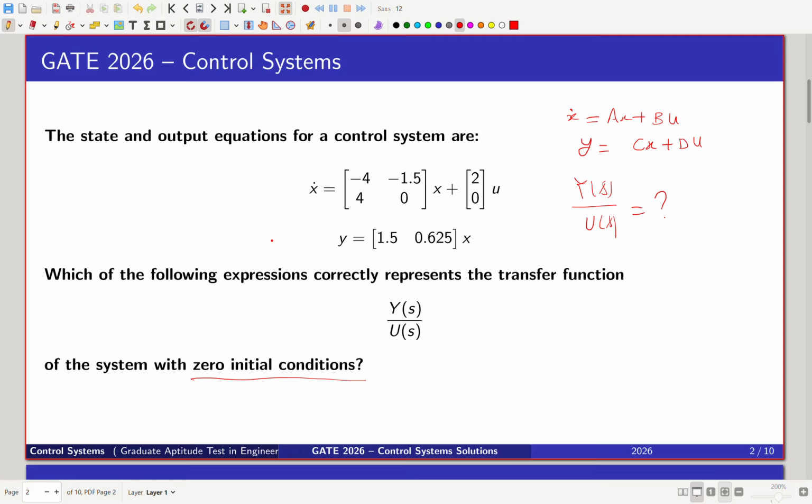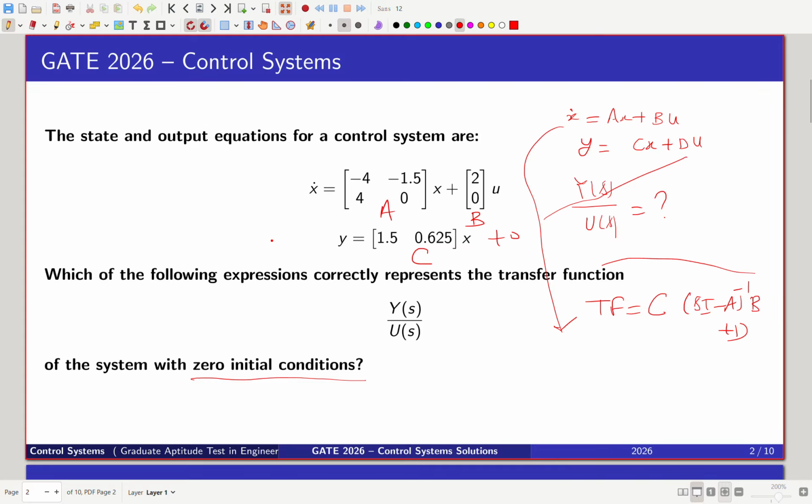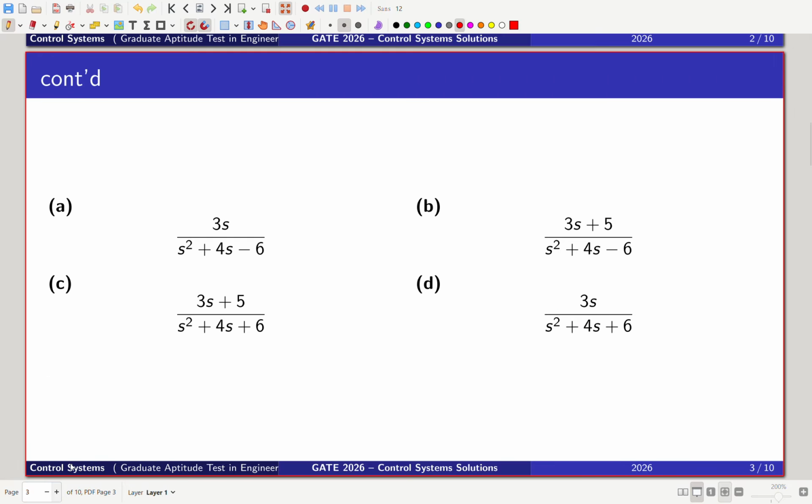So how can we find it? We know the formula: the transfer function is equal to C(sI minus A) inverse B plus D. The D matrix is not there here, so D is 0. This is the C matrix, this is the A matrix, and this is the B matrix. So we can solve this. If you don't know how this formula is derived, it is very simple to derive.